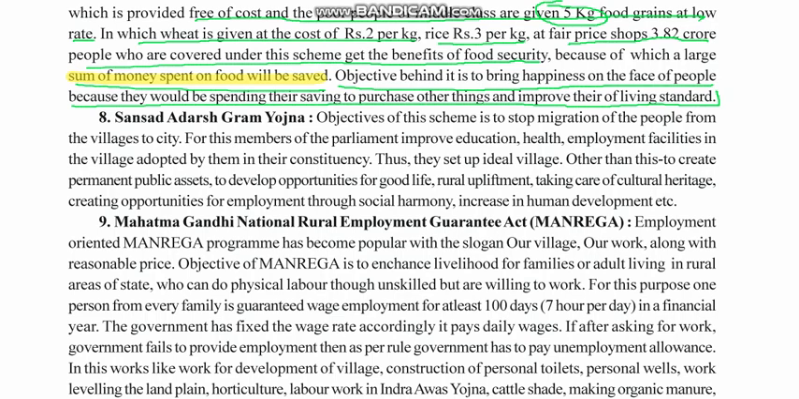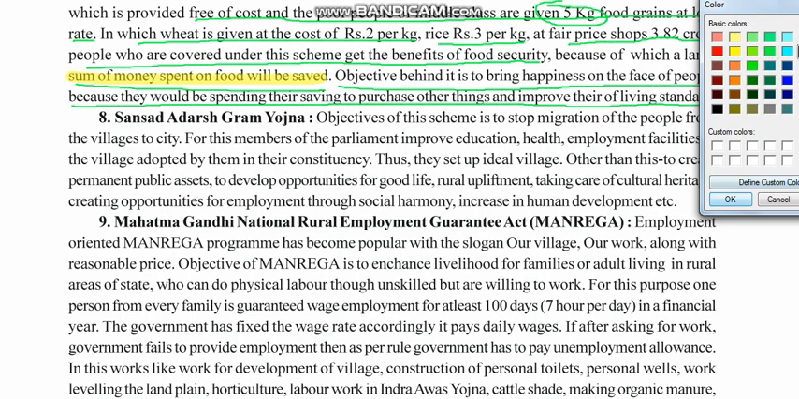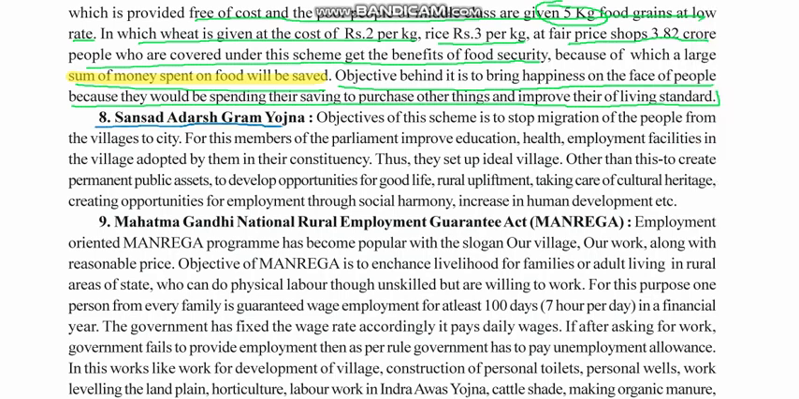The next one is Sansad Adarsh Gram Yojana. Now, under this thing, every Sansad is given a responsibility, is asked to adopt a village, and the responsibility of that village is on that particular MP. He has to take care of that village and see that all the facilities in this village are created, and that village becomes the Adarsh Gram, or the ideal village.